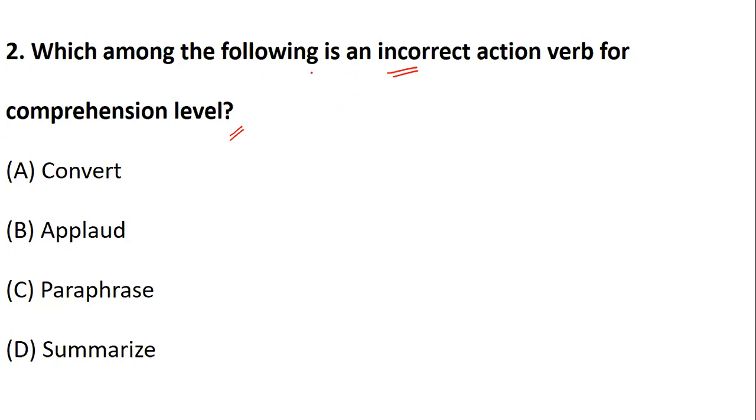So which among the following is an incorrect... just a minute, odd man out. What is the meaning of this question? Which of the following is an incorrect action verb for comprehension level? When I say incorrect action word, it means that it is the odd man out.